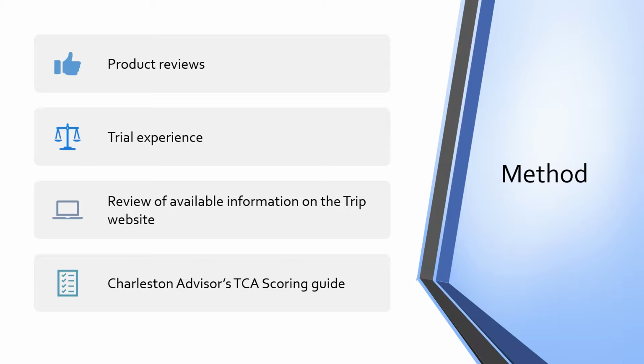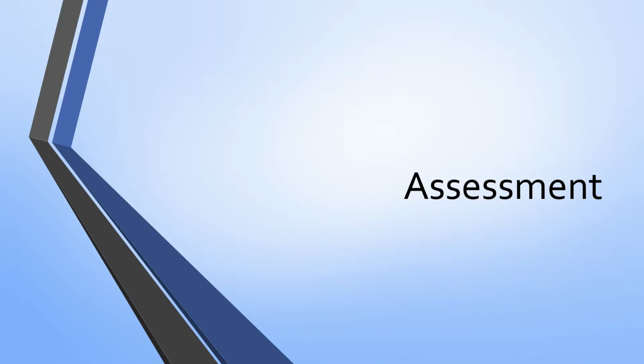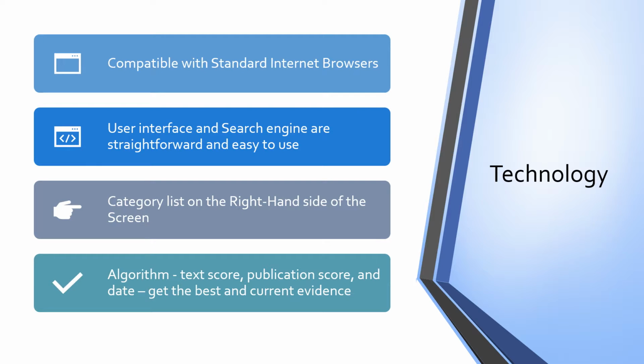The method used for evaluation is product reviews, trial experience, review of available information on the TRIP website, and the Charleston Advisor TCA scoring guide. Under technology, TRIP is compatible with any standard internet browser, as long as it has an internet connection. It does not require special software. It is also optimized for viewing on iOS and Android devices. If there is an issue with loading it, it is recommended to update the browser or check the internet connection.